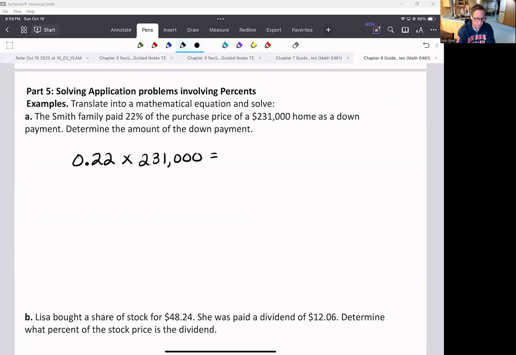All right, so I'm going to do 0.22 times 231,000, and I got $50,820.